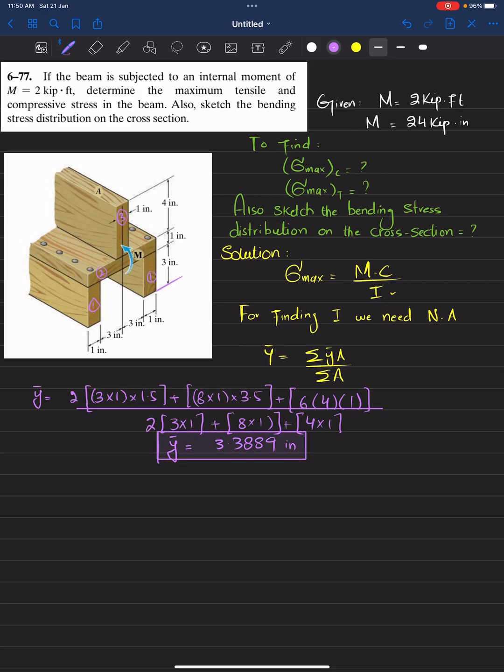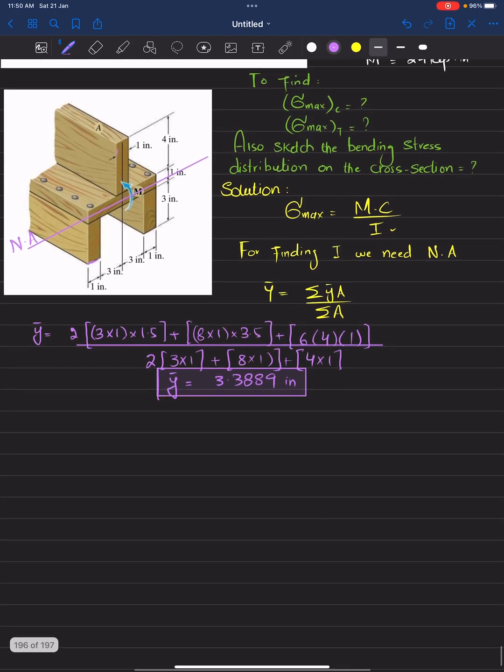So we will locate this y dash. For that I will remove this. So y dash is at a distance of 3.389 from this base. From this base, this will be the neutral axis. I will write neutral axis. Now we'll find the moment of inertia for this by using the parallel axis theorem.